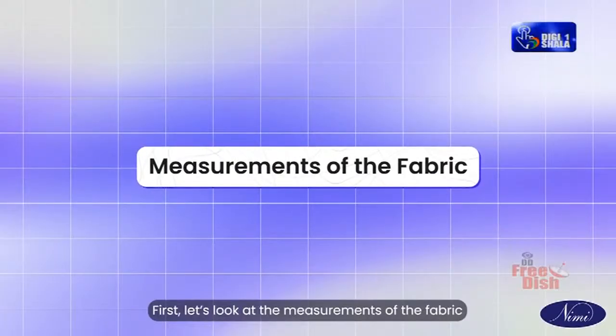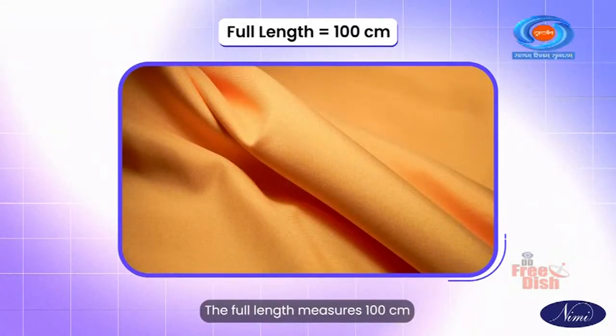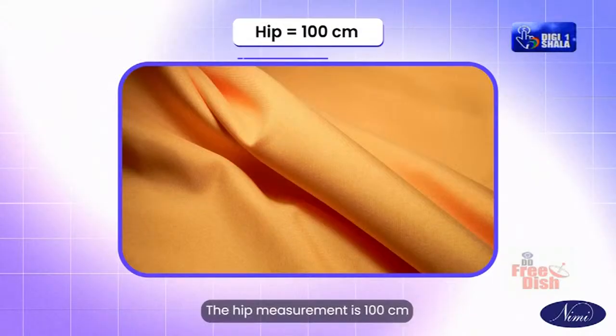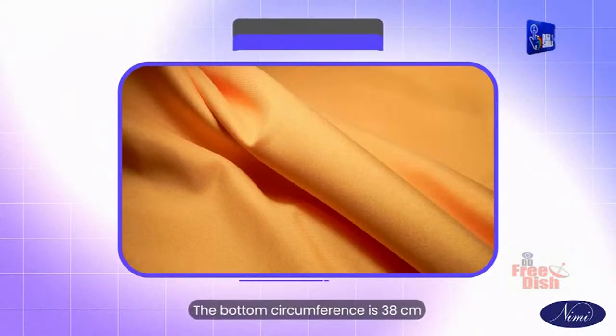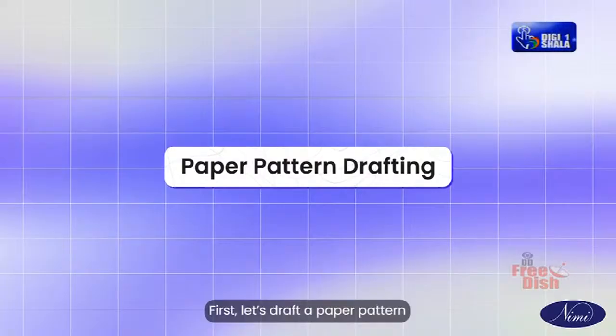First, let's look at the measurements of the fabric. The full length measures 100 centimeter. The hip measurement is 100 centimeter. The bottom circumference is 38 centimeter. First, let's draft a paper pattern.